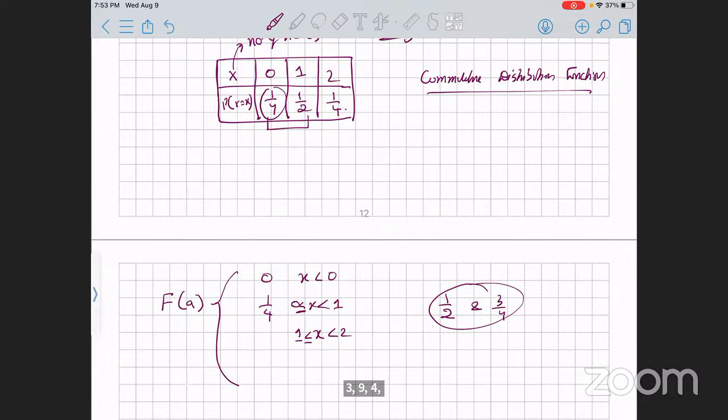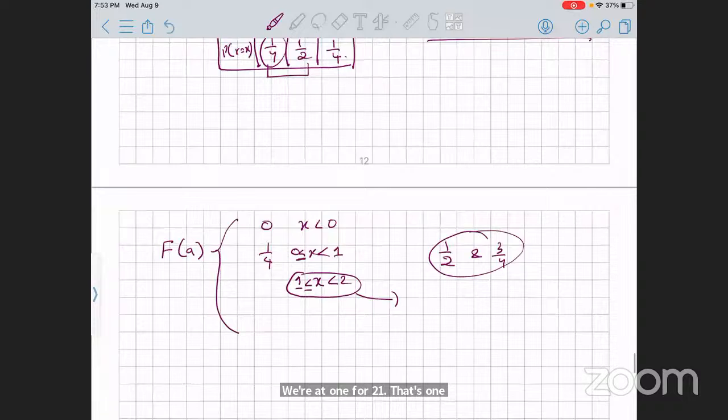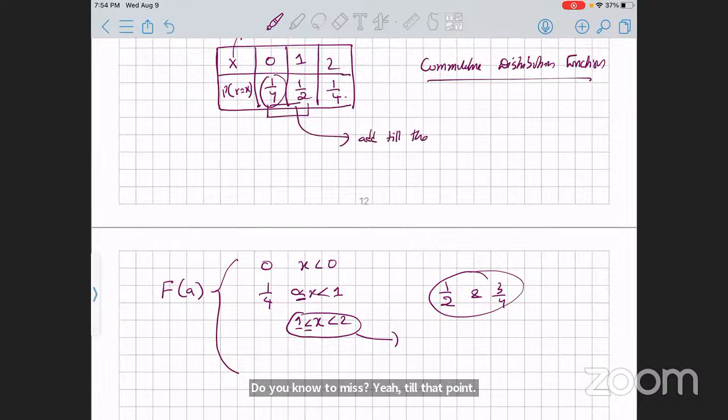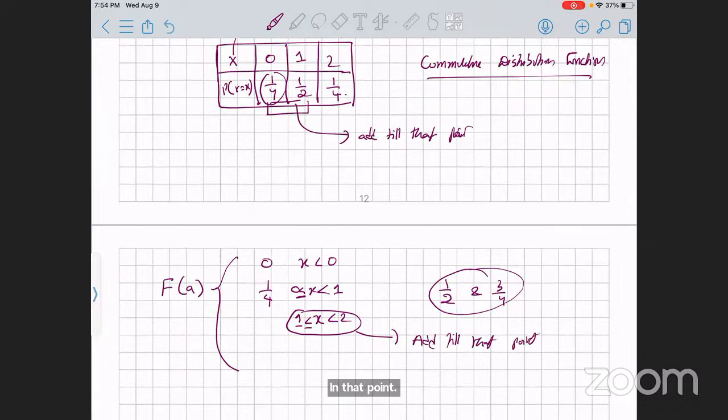Look, listen carefully now. Here, X is greater than or equal to 1 and less than 2. We have to add. So what happens? You have to add till here. Cumulative means add till that point. Okay, clear? Till 1, not 2, because it is not equal to 2 now. Till 1 you have to add: 1 by 4 plus 1 by 2 is 3 by 4.